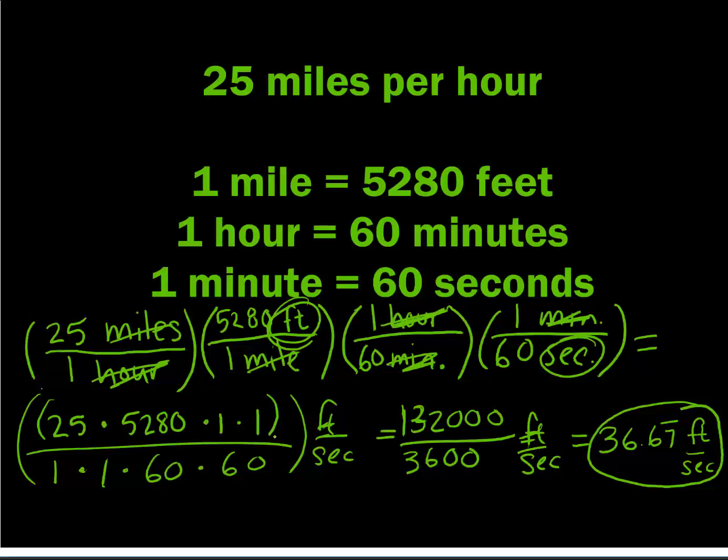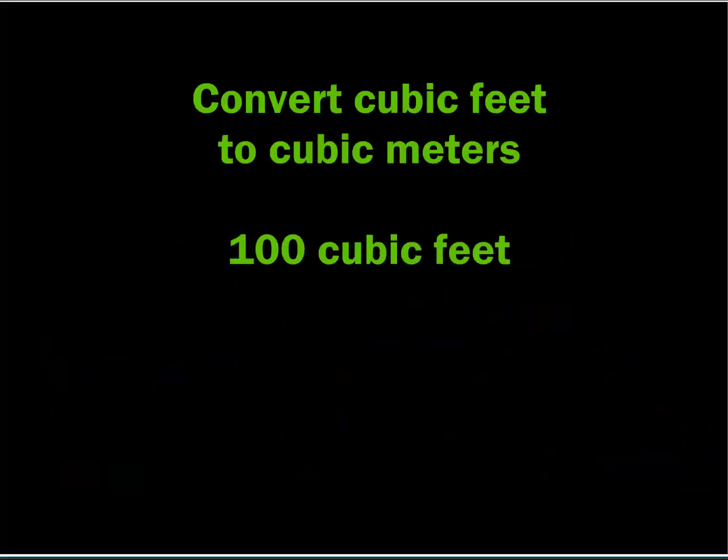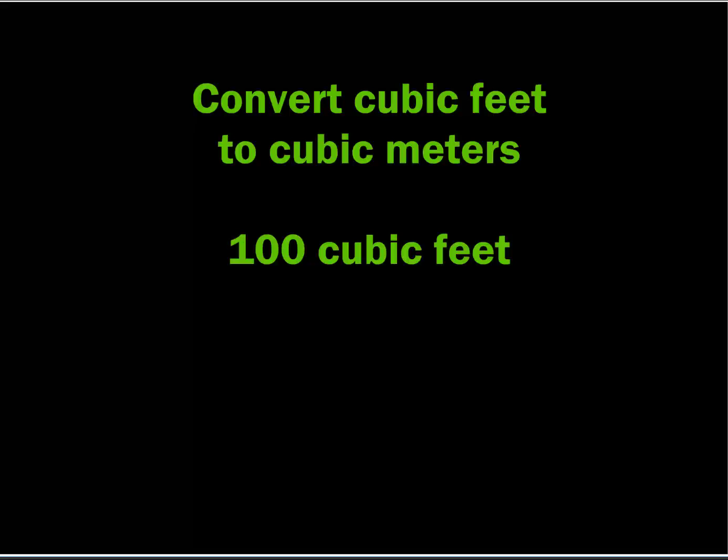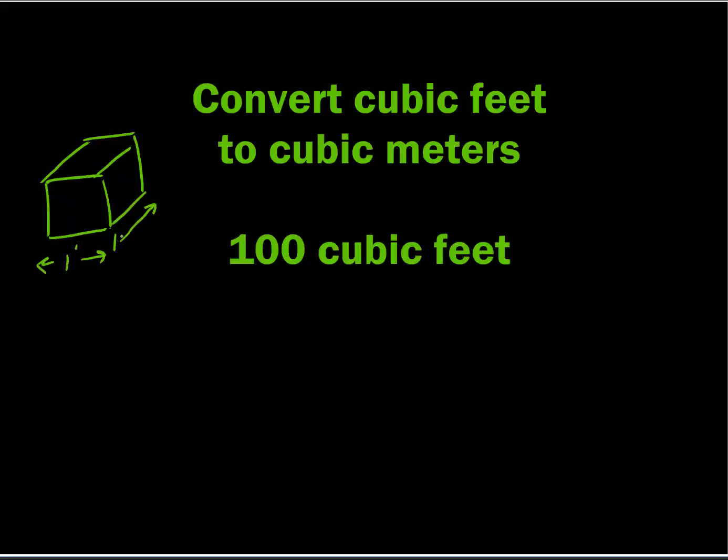Okay, so now we're going to go to one more challenge. We want to convert cubic feet to cubic meters. Now, a cubic foot is just a foot that is length, width, and height multiplied. So if we were to draw a cubic foot, it would be 1 foot across, 1 foot in depth, and 1 foot tall, right? So that is a cubic foot. And we want to convert that to cubic meters.